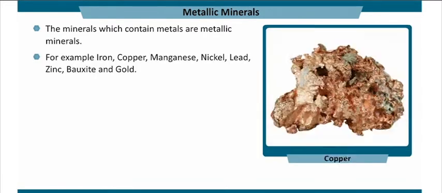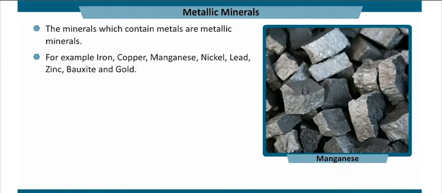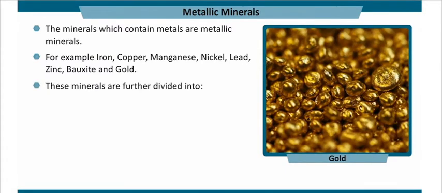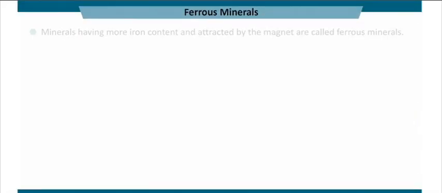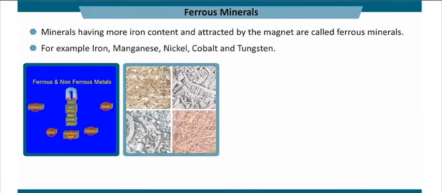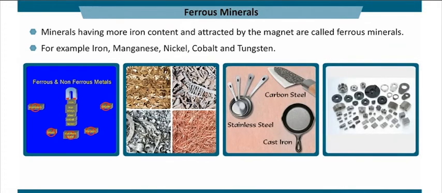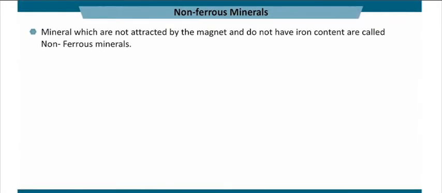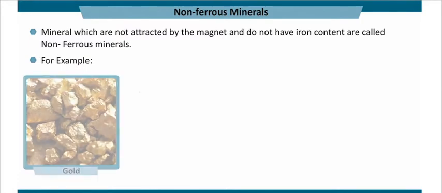For example, iron, copper, manganese, nickel, lead, zinc, bauxite and gold. These minerals are further divided into ferrous minerals and non-ferrous minerals. Ferrous minerals. Minerals having more iron content and attracted by the magnet are called ferrous minerals. For example, iron, manganese, nickel, cobalt and tungsten. Non-ferrous minerals. Minerals which are not attracted by the magnet and do not have iron content are called non-ferrous minerals. For example, gold, silver, copper, bauxite.